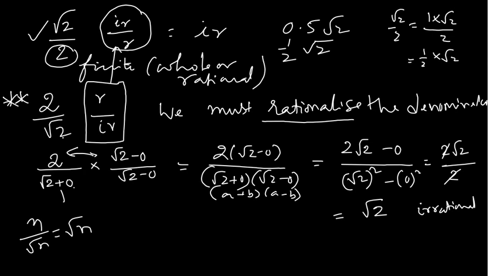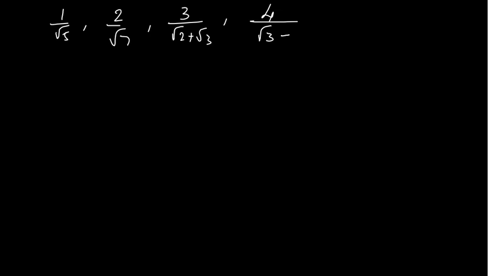So what we did, n has to be the same. Now let's try a few questions. We have 1 by root 5, 2 by root 7, 3 by root 2 plus root 3, and 4 divided by root 3 minus root 2. So all these things we need to do now.